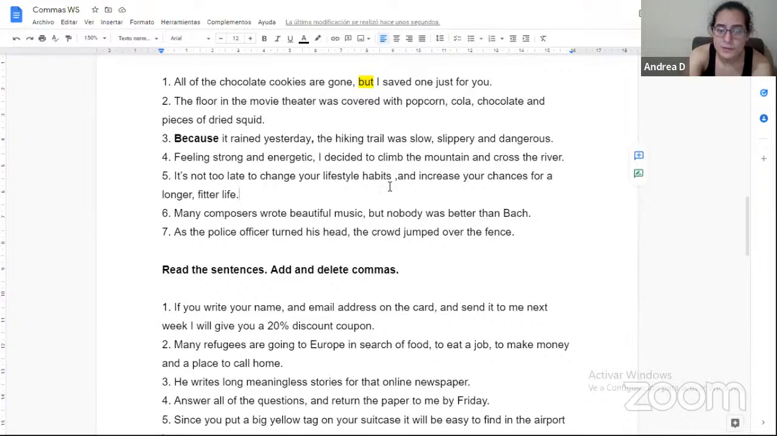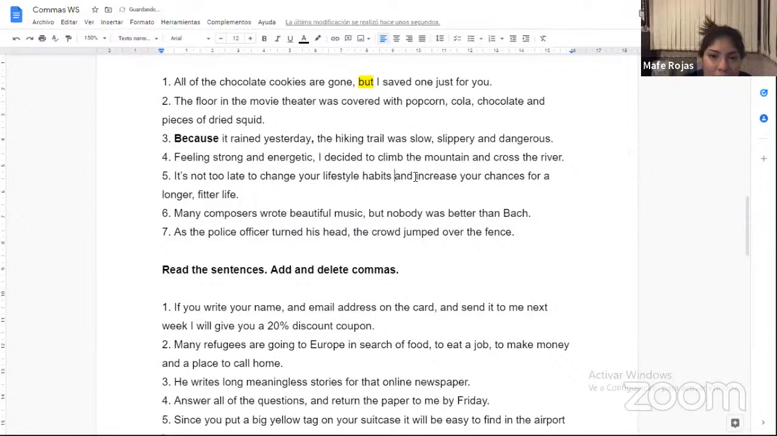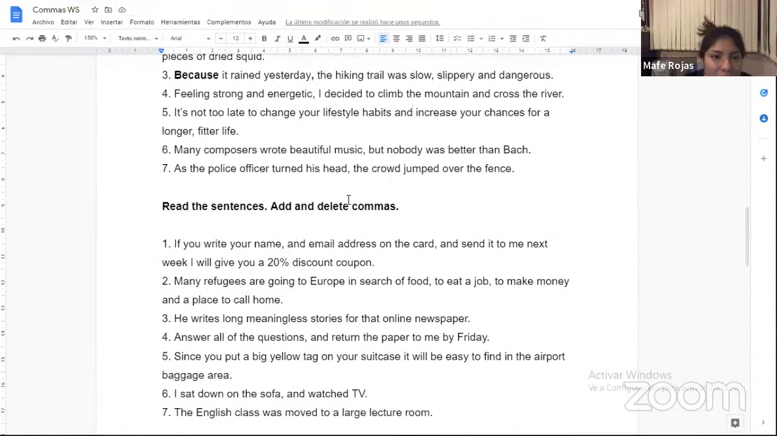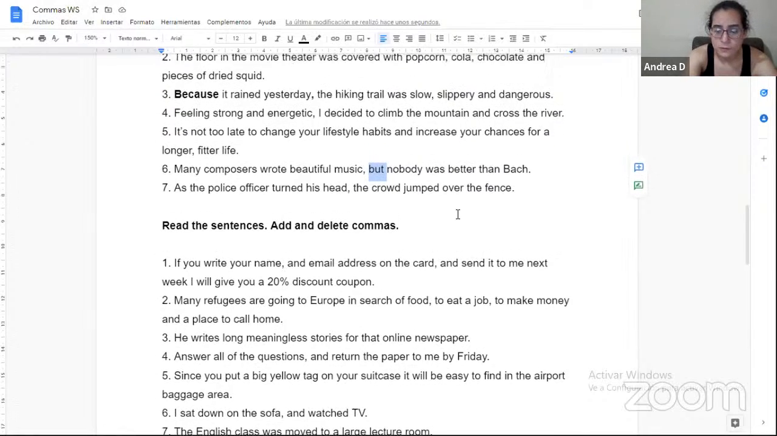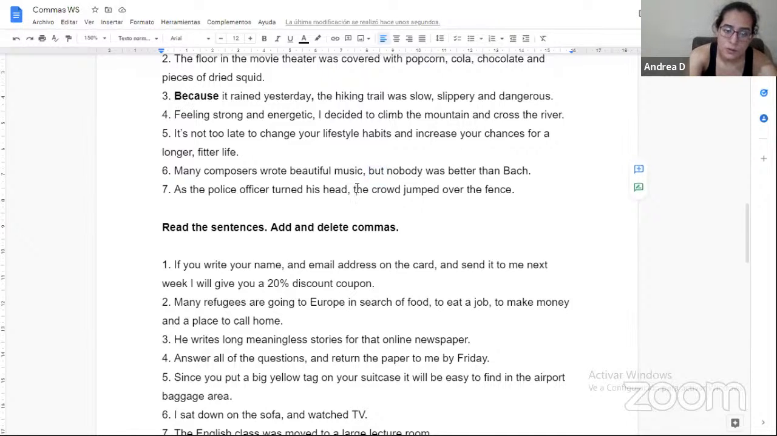It's not too late to change your lifestyle habits and increase your chances for a longer, fitter life. This is perfect. But what about this? No, it's wrong because it doesn't have a verb. It has a verb, it doesn't have a subject. Oh, yes. Many composers wrote beautiful music, but nobody was better than Bach. The police officer turned his head, the crowd jumped over the fence. Great. So subject, verb: the crowd jumped. If the complement is at the beginning, you need a comma.